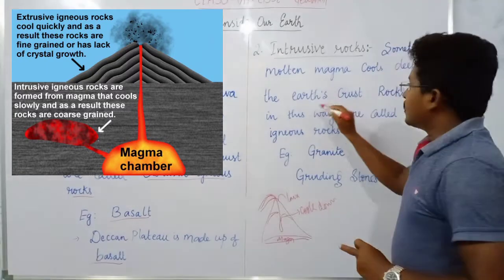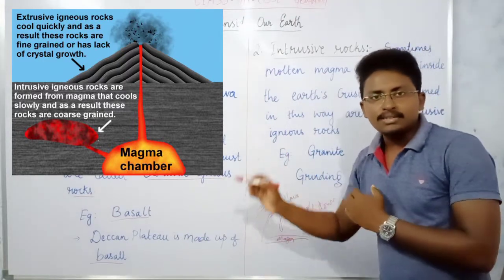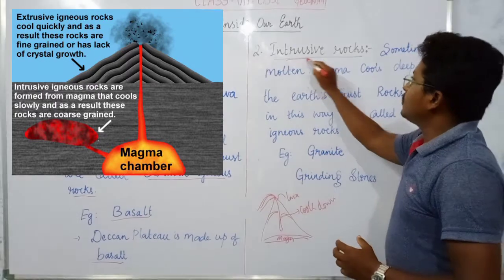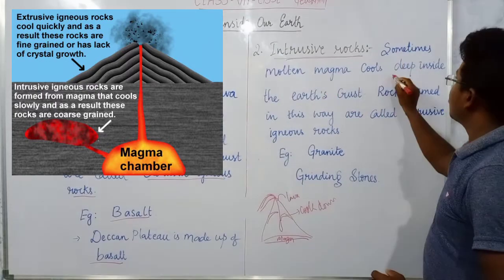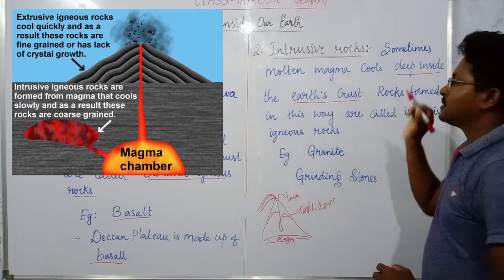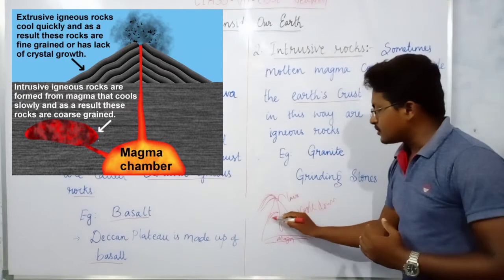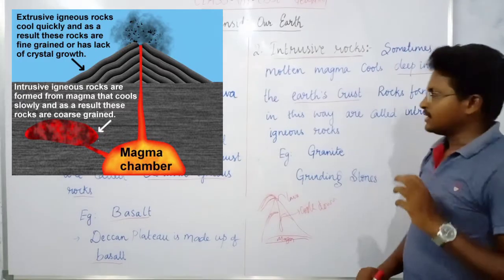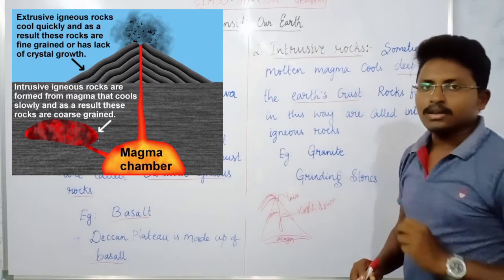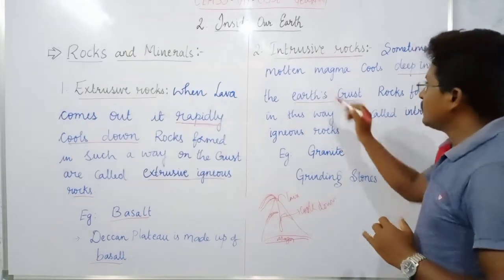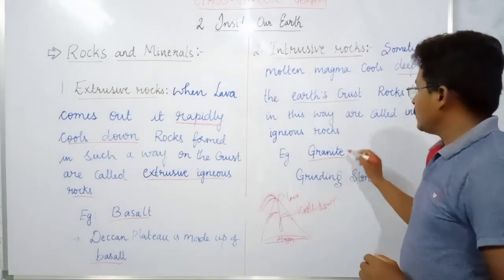Then the rocks formed within the earth's crust, that means inside the earth's crust, we call them intrusive rocks. As you see, sometimes molten magma cools deep inside the earth's crust. That means it will not come out. Instead, it cools down inside the earth itself. Then also some types of rocks are formed. These rocks, we may call them intrusive rocks. And the best example is granite.